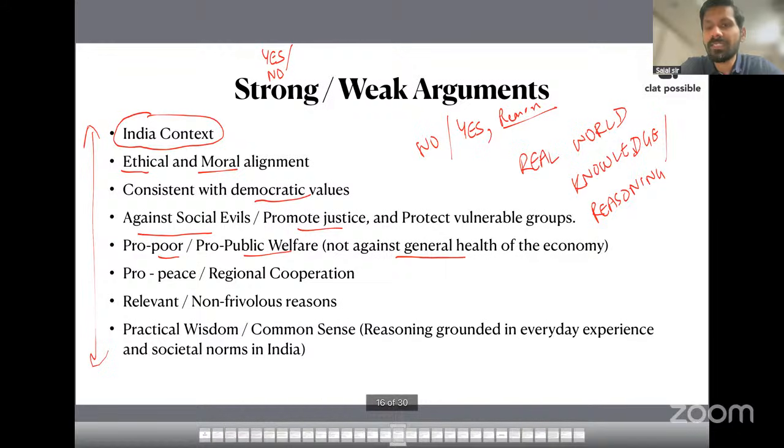Then pro peace, regional cooperation, right? That may look so alien words in this day and age, but pro peace and regional cooperation wali arguments generally strong arguments. Again, this is what I talked about कि reasons पे भी test करना है कि reasons are not frivolous reasons, they are relevant to the argument. And then practical wisdom, common sense, reasoning grounded in everyday experience and societal norms in India. Right? I'm not saying all societal norms are good or it will always have to align with societal norms, but usually the ones that are reasonable and driven by rationale.